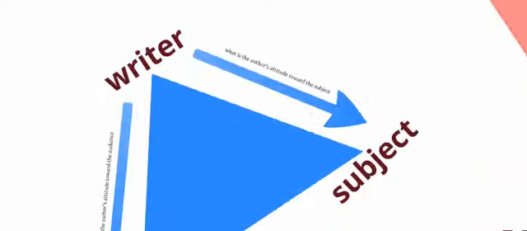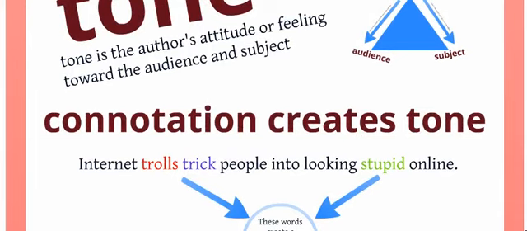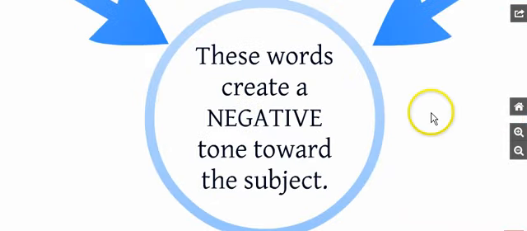So that's how connotation creates tone. Let's look at that sentence we looked at earlier. Internet trolls trick people into looking stupid online. This is the more negative connotative sentence. When we consider all these together, these words create a negative tone towards the subject. Internet trolls, right? It creates a more negative tone.